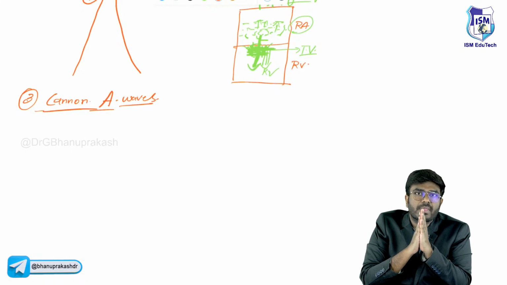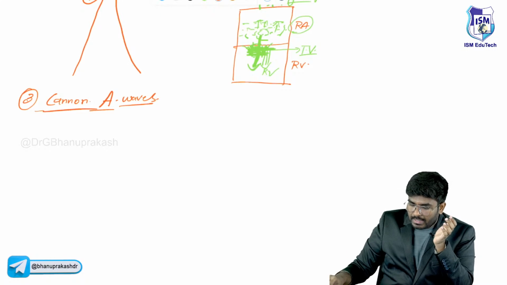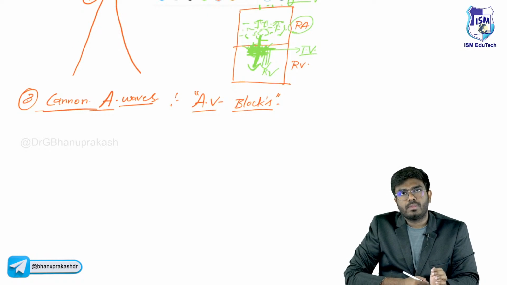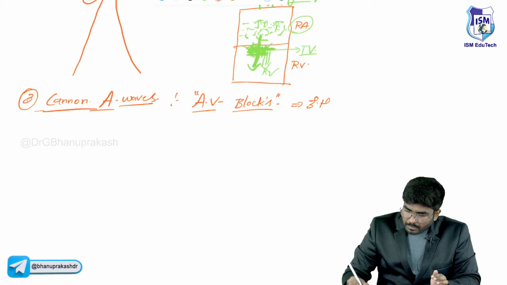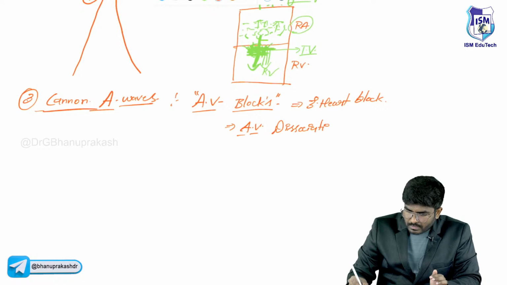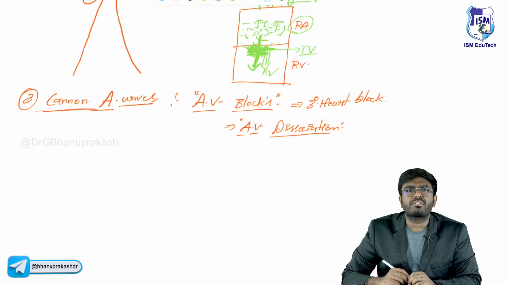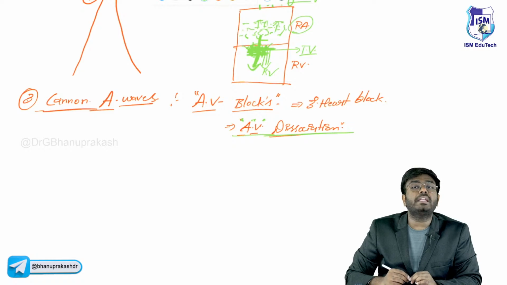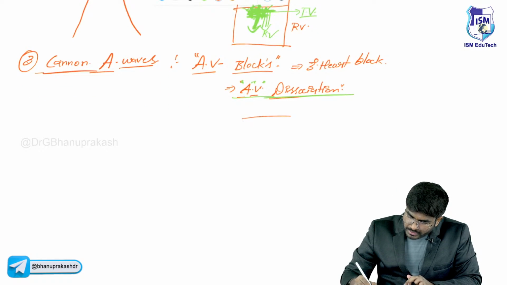Now, what happens? There are certain conditions, sir, which are called AV blocks. For example, third degree heart block. So during this third degree heart block, do you know what happens? There will be AV dissociation. Now you will ask, sir, what is AV dissociation? We haven't heard about this anywhere. AV dissociation means atrioventricular dissociation.